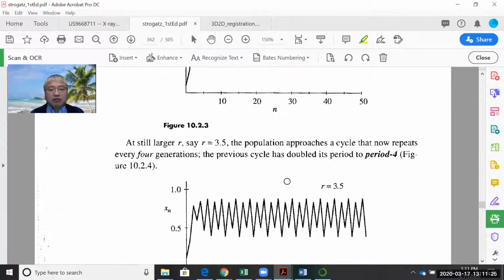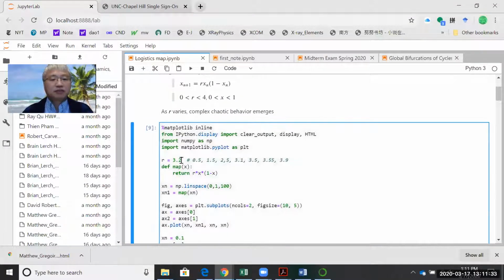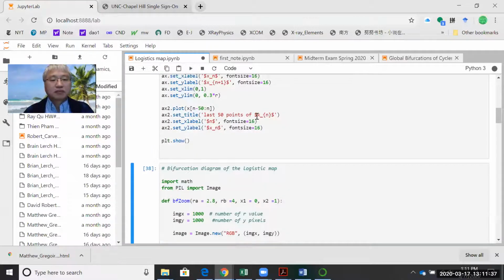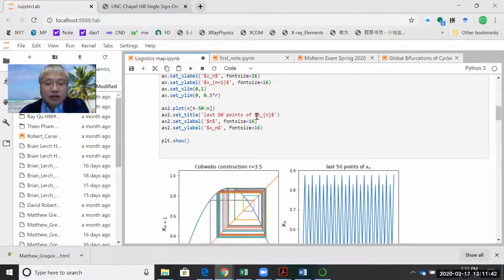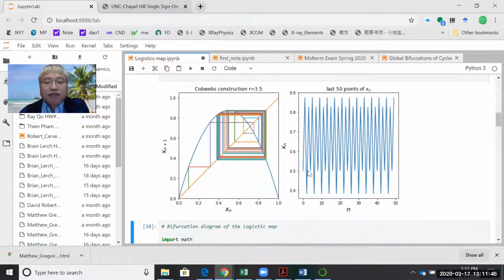Now what happens if you go beyond a certain value? So here I say 3.5. So let's try 3.5. Now you notice at 3.5 there are four possible values: 1, 2, 3, 4, and then it repeats itself. And if you look at the cobweb construction, there are two loops: 1, then 2, then 3, then 4, and then it repeats. It's like two windows shifting relative to each other by a little bit. So you have 1 value, 2 values, 3 values, and 4 values.